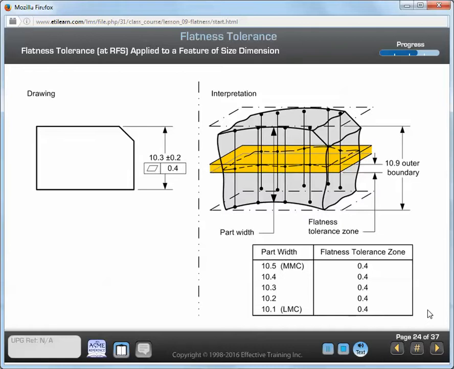The tolerance zone is the space between 2 parallel planes. The distance between the planes is equal to the flatness tolerance value. The tolerance zone extends across the length and width of the feature of size. The derived median plane of the toleranced feature of size must be located within the tolerance zone. The feature of size must also be within its size limits. This figure shows you an example of a flatness tolerance at RFS applied to a feature of size.